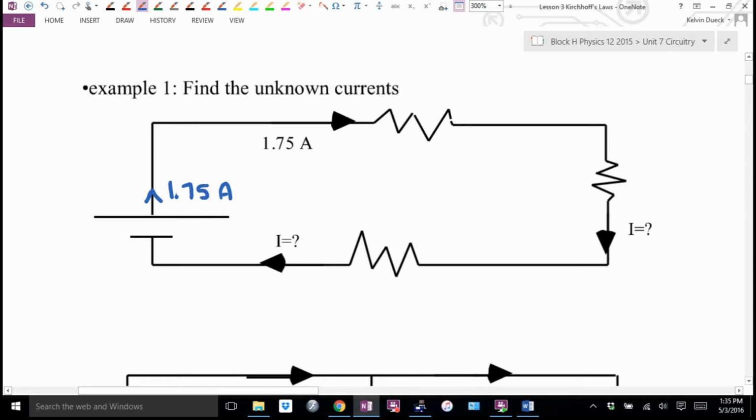This circuit has a total current of 1.75 amps. You're going to find, when you're solving a circuit, if you know total current, the question falls apart every time.